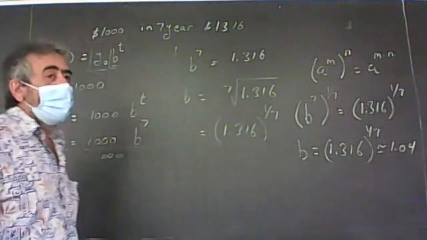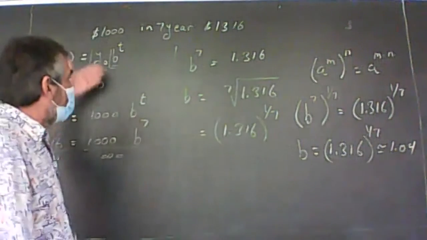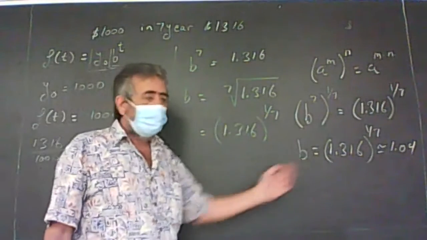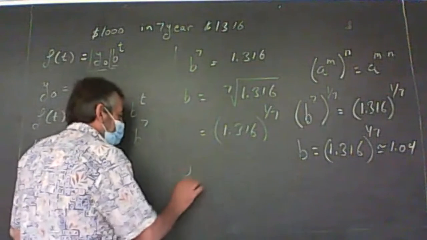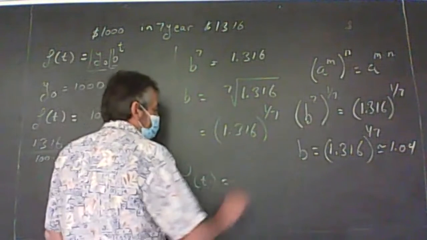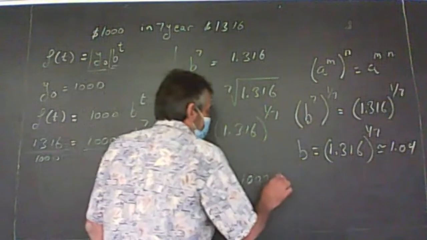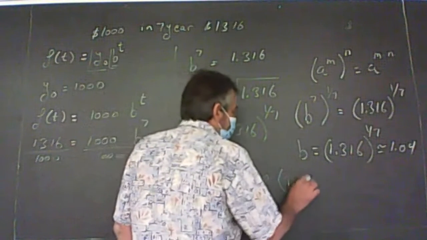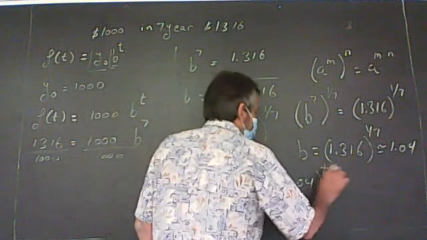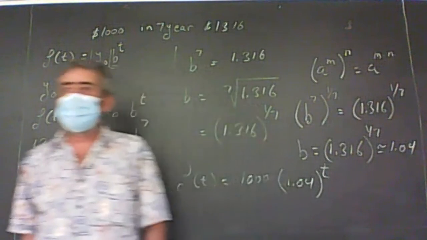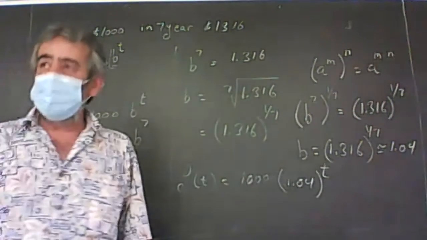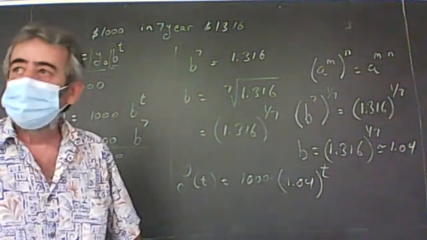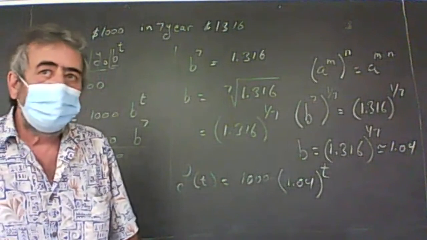Okay? So now what is the formula? Now we know what y0 is. We know what b is. The formula is f(t) equals 1,000 times 1.04 to the power t, and that would be my formula for that particular problem.